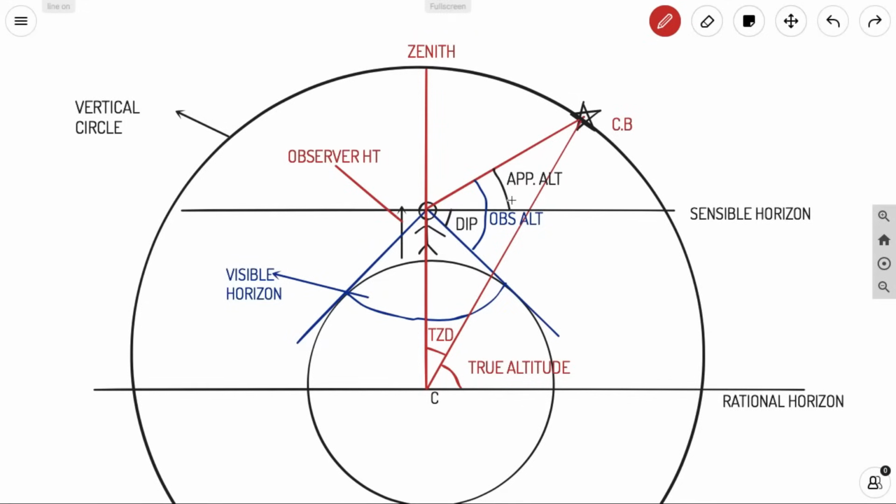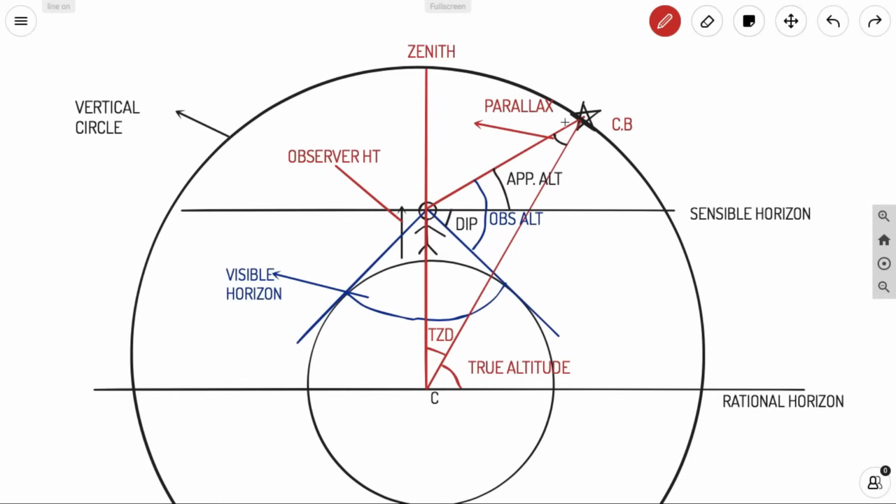So you can see now apparent altitude is this angle, and now we have one more angle that is at this celestial body. What is that? This angle. This angle is called your parallax. That is the angle at the celestial body contained between the line joining observer to celestial body and the line joining the center of earth to celestial body.